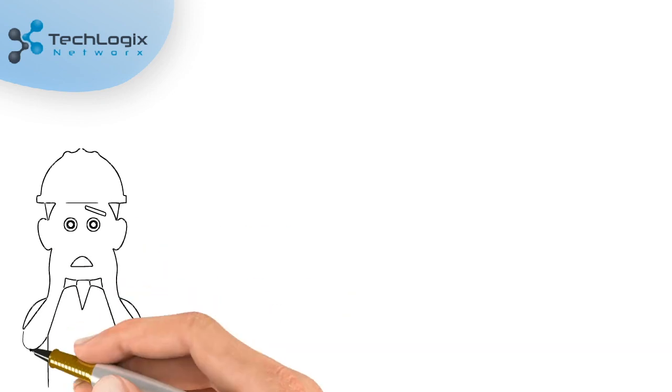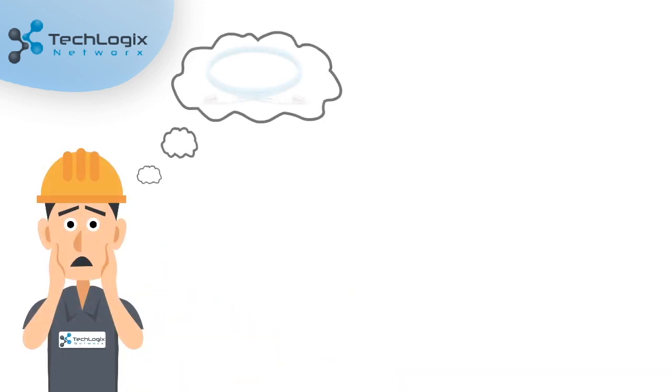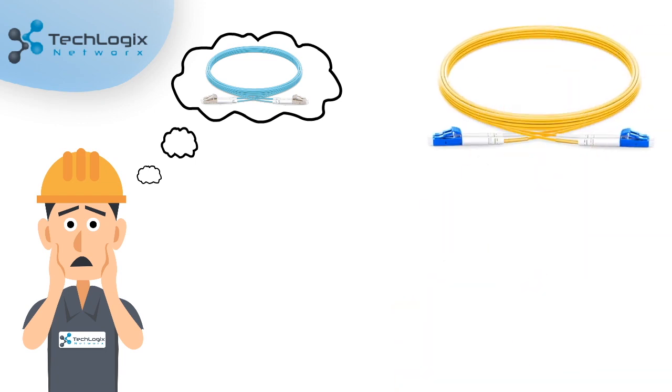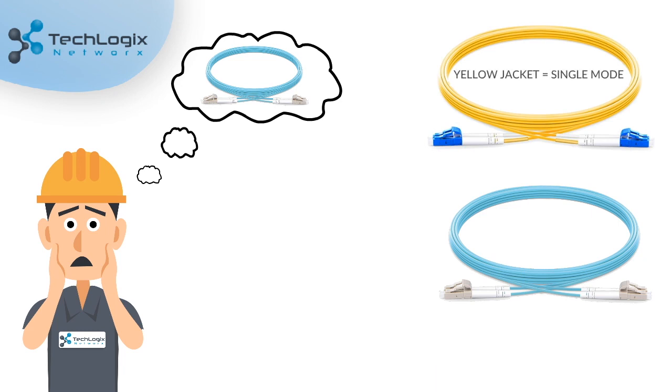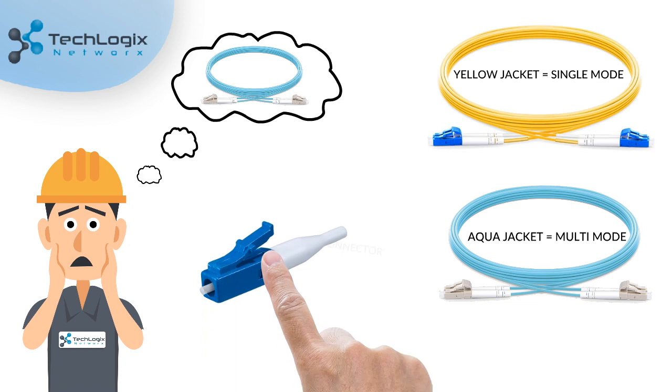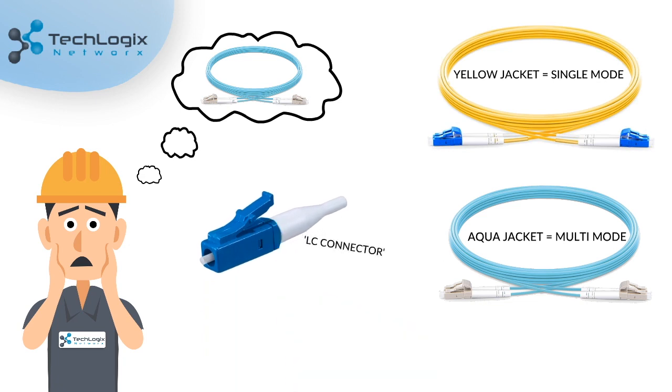Fibre cabling is new, uncharted territory for many audio-visual contractors. However, it need not be rough water. TechLogix is here to help. Firstly, there are two main types of fibre available, single mode and multimode. Secondly, there are two main types of connectors commonly used, LC and SC style. Let's start with the cable.